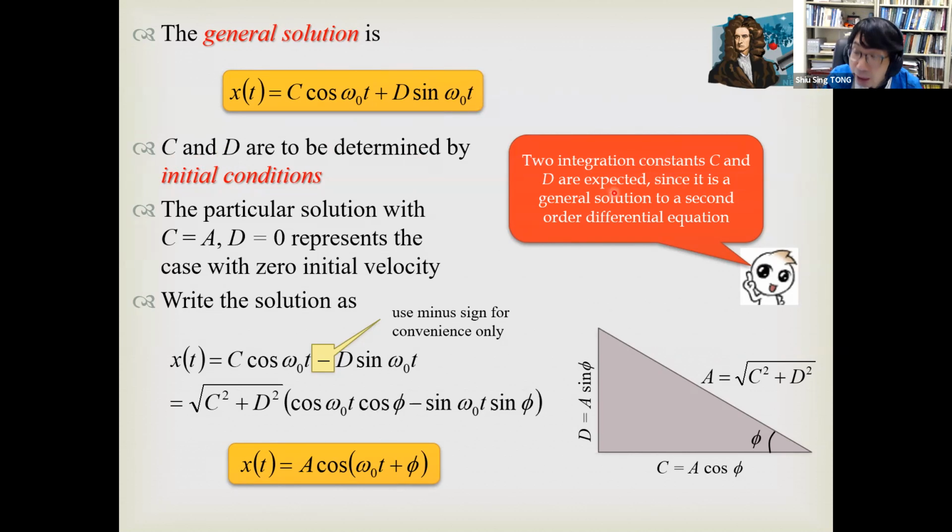And mathematically, the two constants come from the integration of a second order differential equation. Because a second order differential equation involves the second derivative of x with respect to t, you need to integrate the equation twice to go back to x, right? When you integrate once, you get an undetermined constant. You integrate twice, you get two undetermined constants. And so that's why you have two constants. And physically, that corresponds to the two initial conditions, initial position and initial velocity of the object.